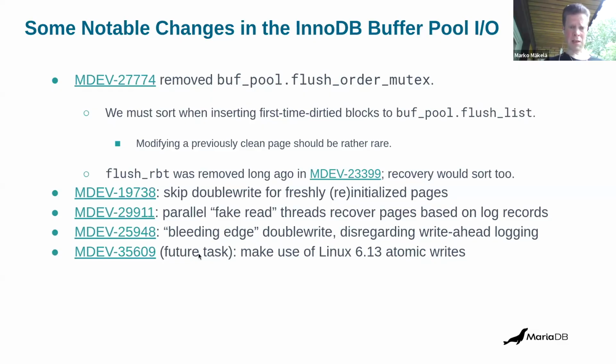And then there is a future task to make use of the atomic writes interface in Linux 6.13. I don't think it's really implemented for all file systems yet, and also a challenge is that there are very few storage devices that would, for example, advertise supporting 16 kilobyte atomic writes, which we would need for the default case, 16K page size. But that's something that I'm looking forward to. It would basically allow us to safely disable the double write buffer.